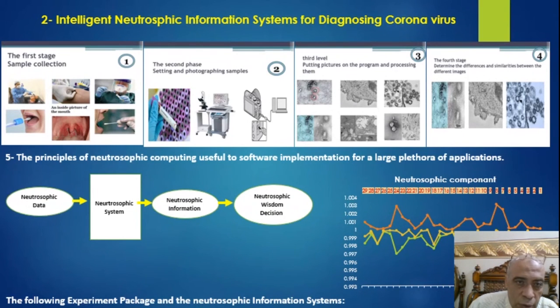What is the Neutrosophic system? The Neutrosophic system consists of Neutrosophic data or Neutrosophic inputs, and the Neutrosophic system leads to Neutrosophic information. Neutrosophic information leads to Neutrosophic wise decisions. This is the following package of the Neutrosophic information system. This graph is a Neutrosophic component.